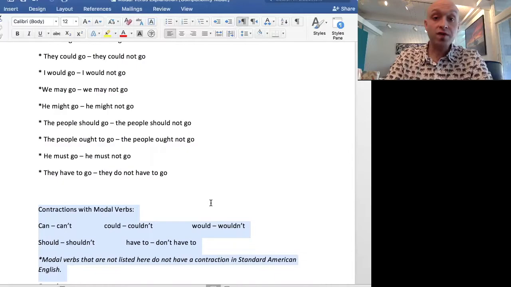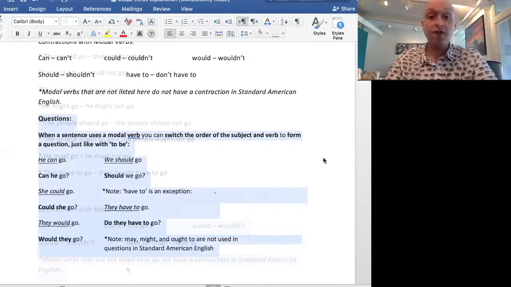So those of you who have studied English a little bit or have some experience with English know that certain contractions exist within the modal verbs. And I've listed the most common contractions: can and can't, could, couldn't, would, wouldn't, should, shouldn't, have and don't have to. And for the modal verbs that are not listed here, we simply don't use negative contractions for them in standard American English.